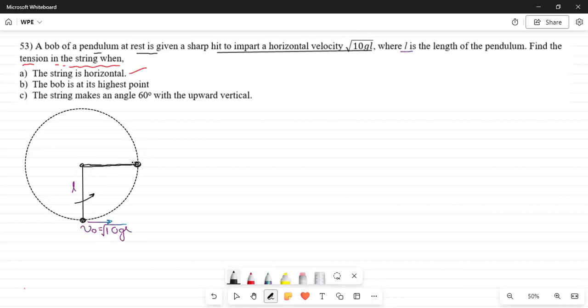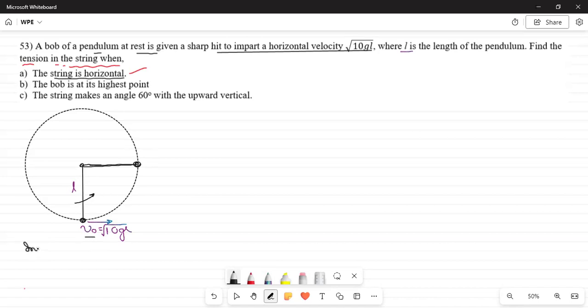Now, in any pendulum problem, I wanted to tell you one thing. How far the pendulum will rise, will it really go up to the horizontal point, depends upon what is the energy given to this pendulum. So you may need to check how far it will rise, whether it will rise up to horizontal at all or not. But since the paper setter has said the string is horizontal, let us consider it will go to horizontal.